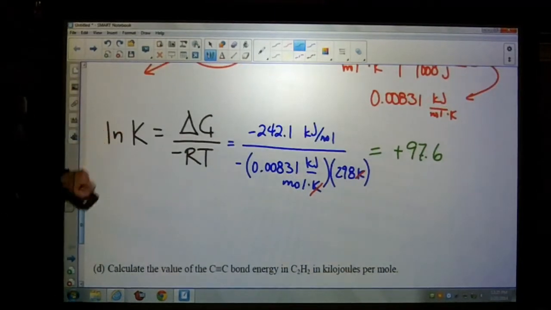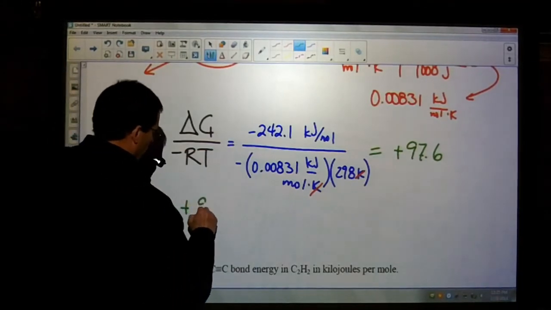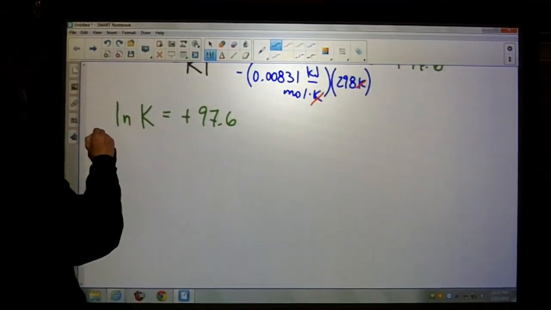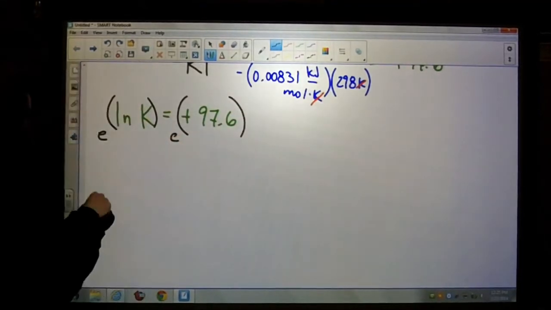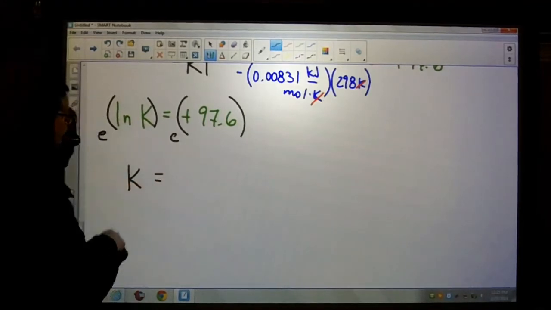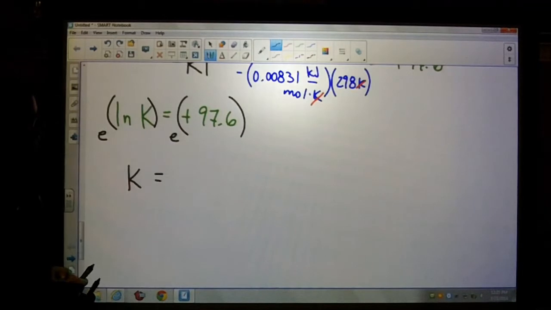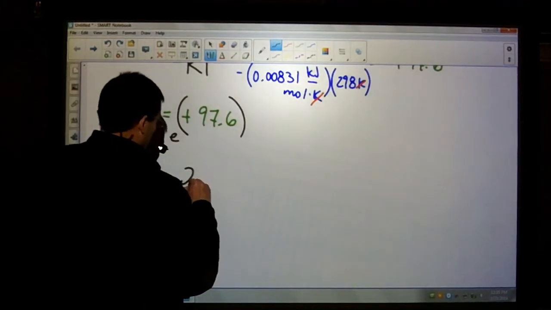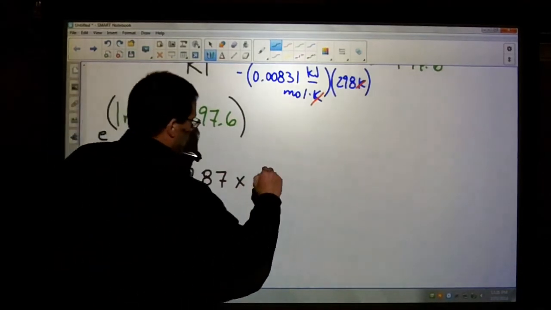So to find out what the value for K is, all right, so here's my value. I have natural log of K is equal to a positive 97.6. I need to take the anti-natural log of both sides. So what I'm going to do is I'm going to take this and this. So when I do that, then my equation looks like this. So the anti-natural log of the natural log of K gives me K, and then the anti-natural log of positive 97.6 gives me a really big number, which is around 287 times 10 to the 42, I believe. Yeah, times 10 to the 42.